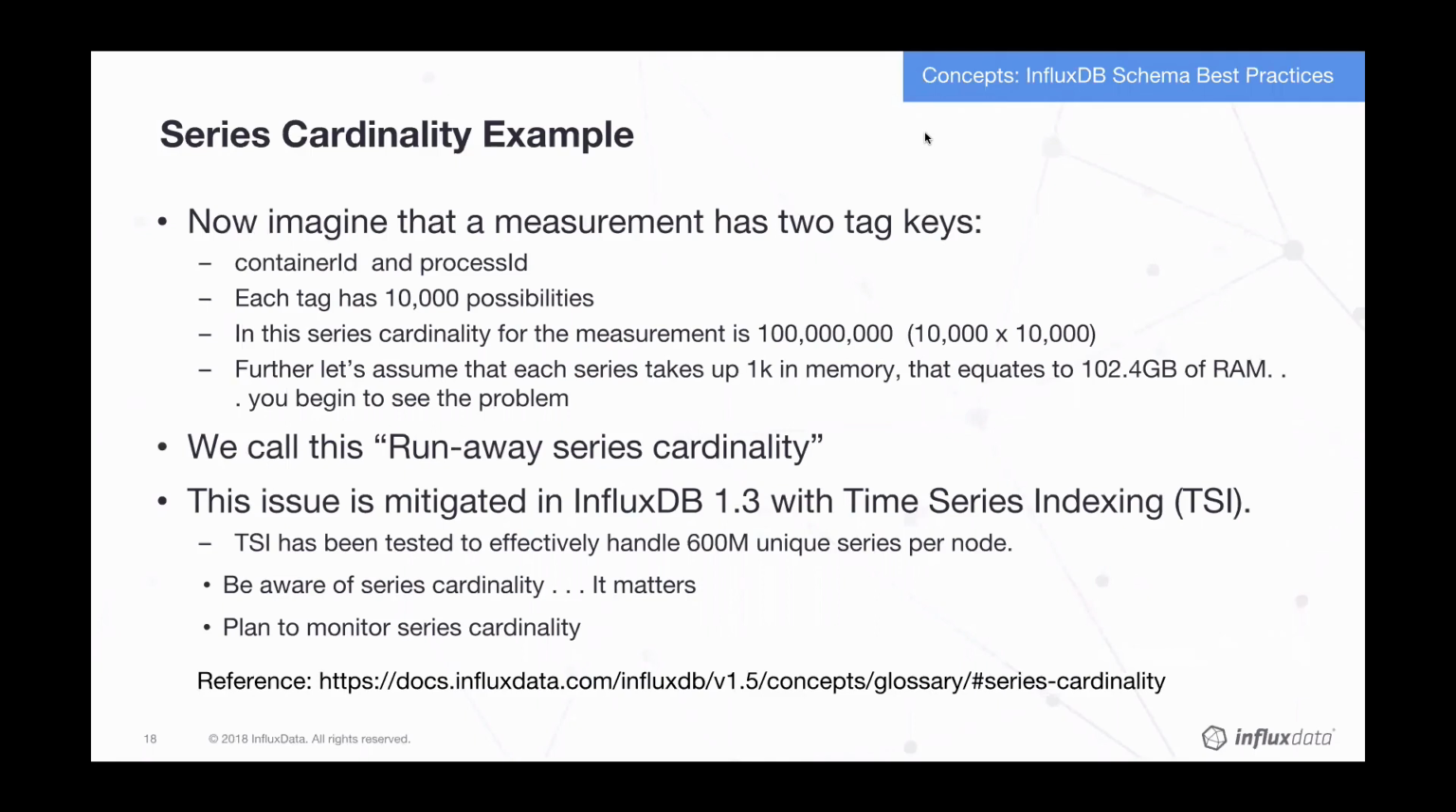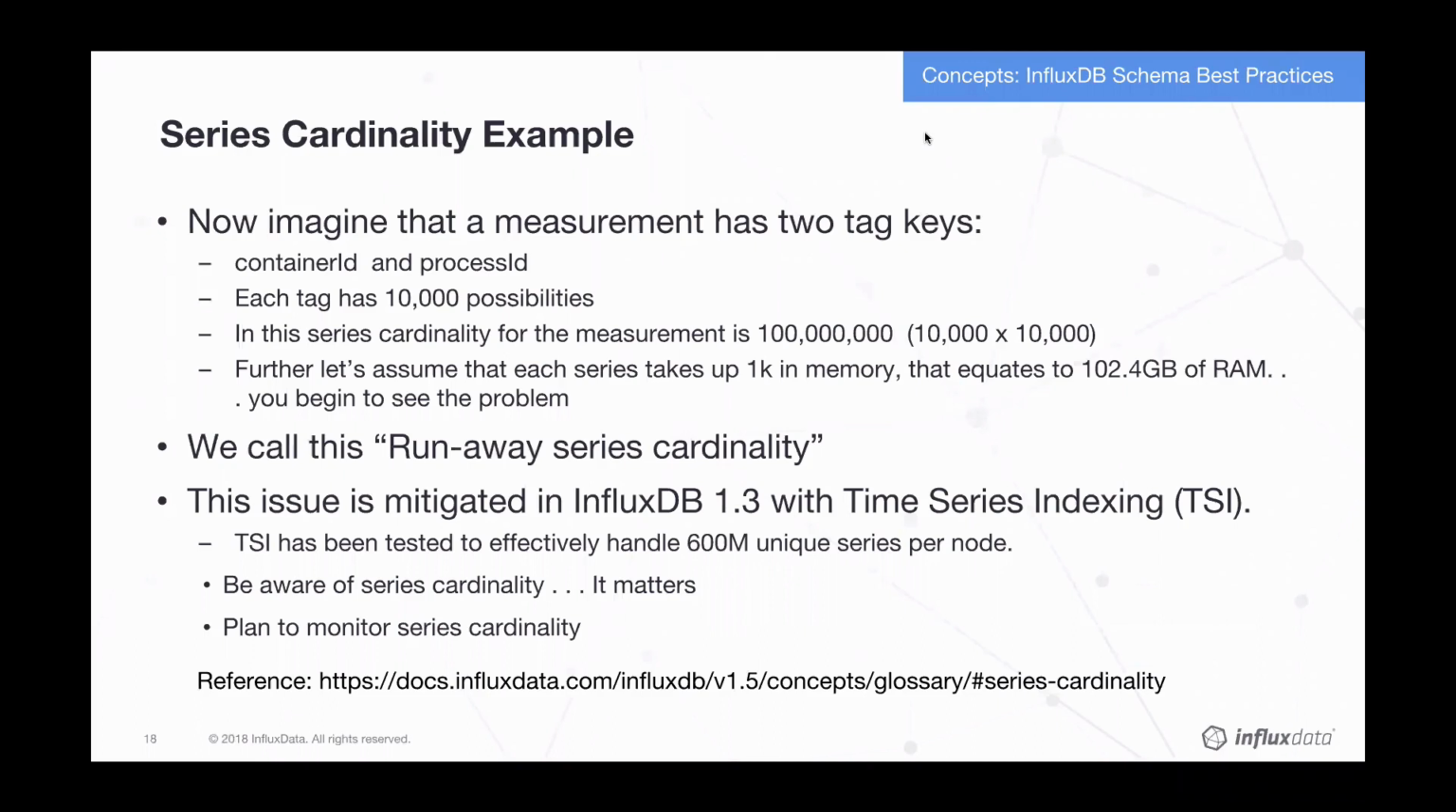So we like to call this runaway series cardinality, but we've mitigated this issue with time series indexing. What that basically does is allow you to move your indexes onto disk to conserve RAM, and it only retains the hot shards, or the data that you're currently using, in RAM, and the rest of the indexes will be on disk. I talked about this earlier, but I'll go into an example of how you can backtrack and figure out just how many tags you can have available.